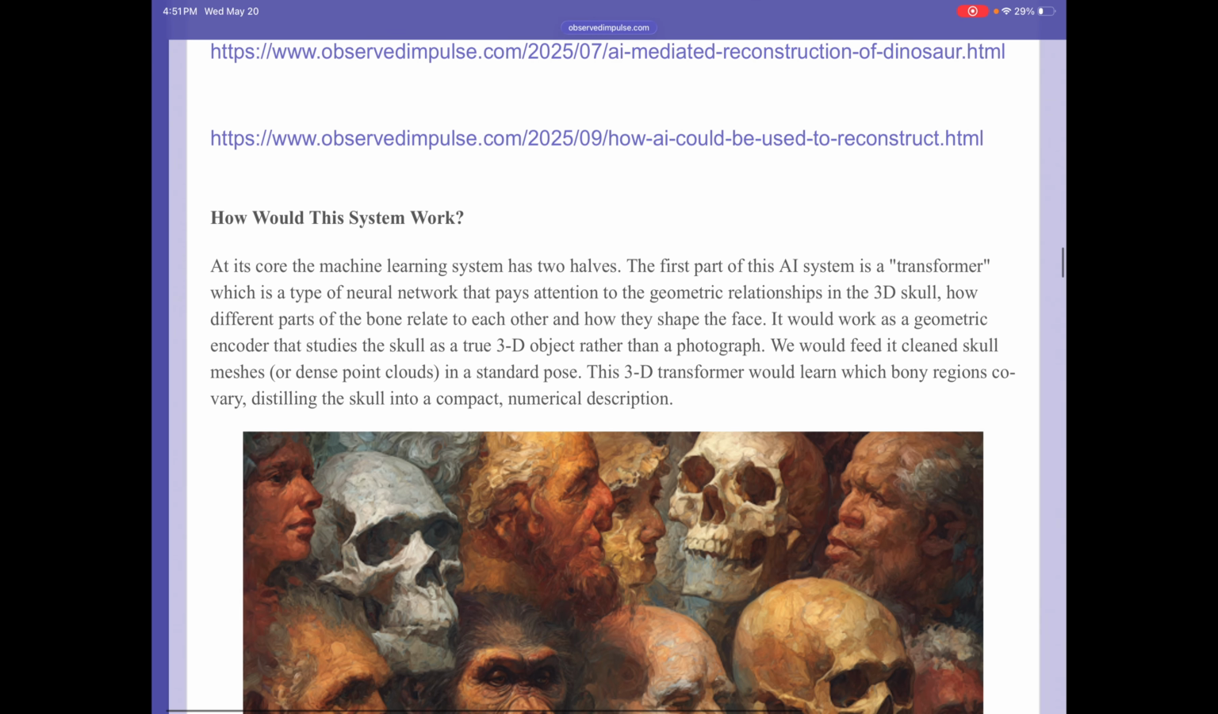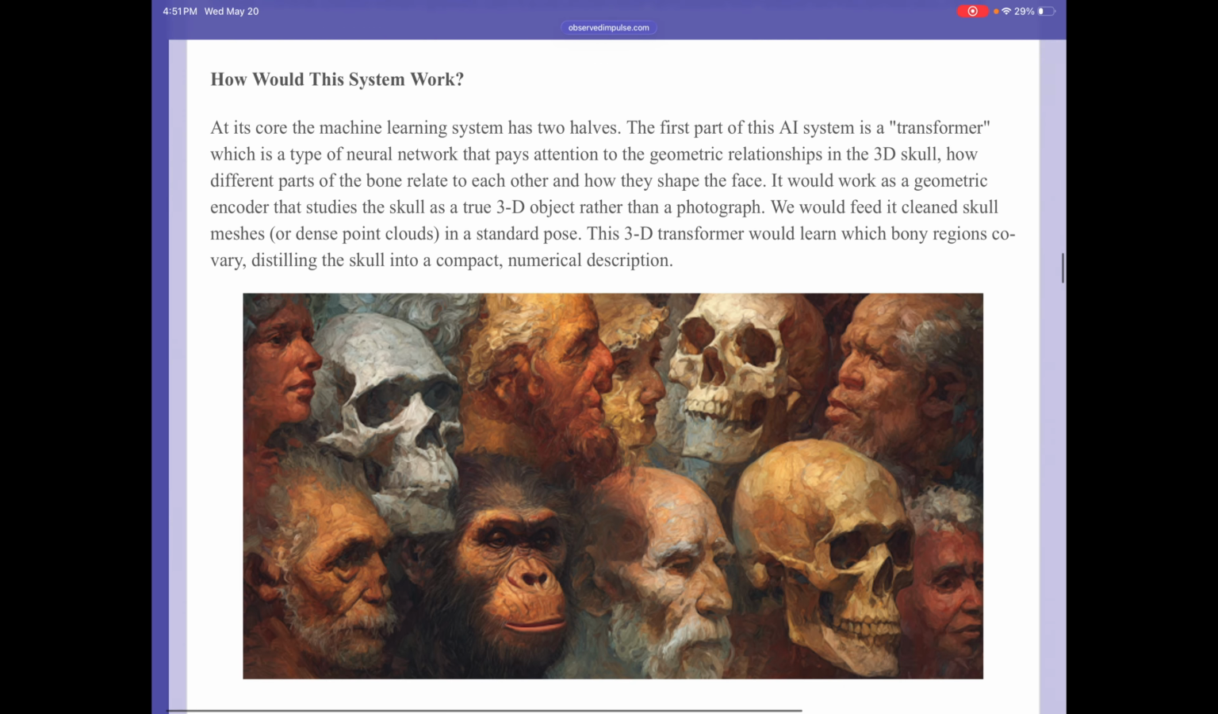Okay, so now we're getting back to faces and bodies and appearance, right? Outside of brain, outside of genome, back to appearance. So how would this system work? At its core, the machine learning system has two halves. The first part of this AI system is a transformer, which is a type of neural network that pays attention to the geometric relationships in the 3D skull, how different parts of the bone relate to each other, and how they shape the face.